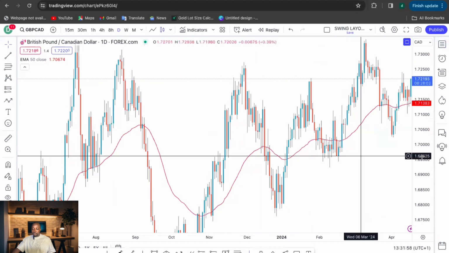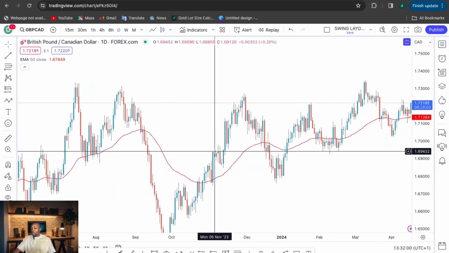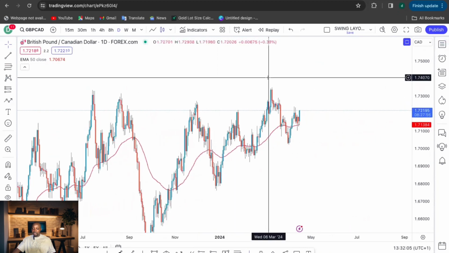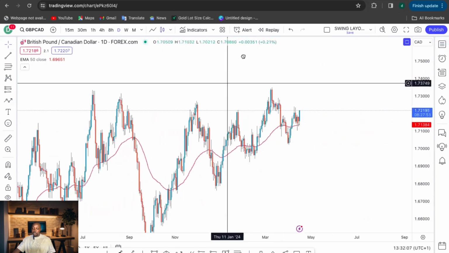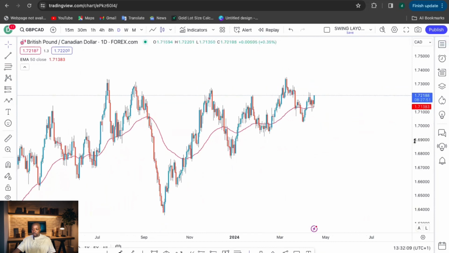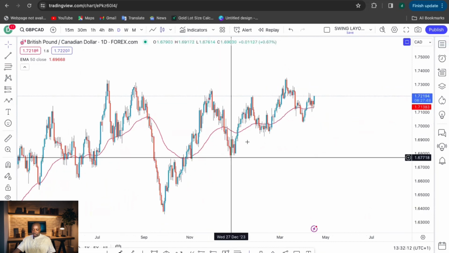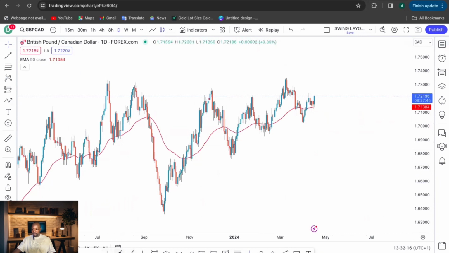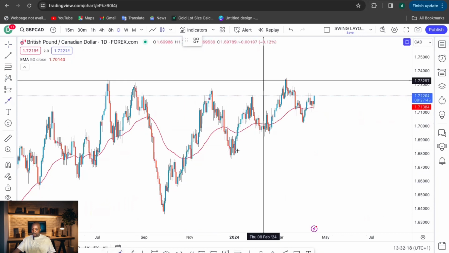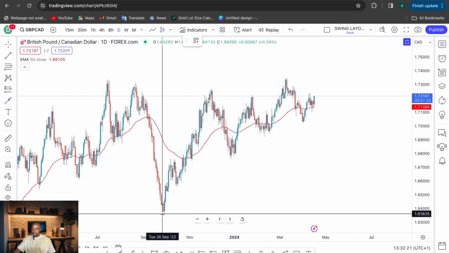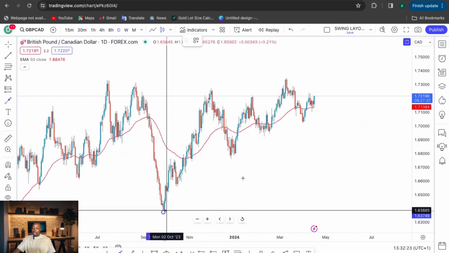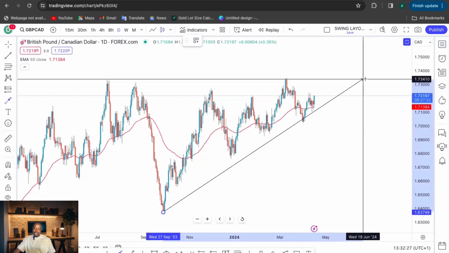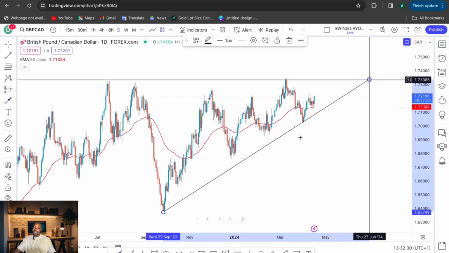Now, different people have different ways of viewing structure, of identifying structure. If you ask a lot of traders what trend this market is in, a lot of traders will say that this market is in an uptrend. Okay, the market is in an uptrend, but they will all have different reasons for why they feel like the market is in an uptrend. What do I mean?